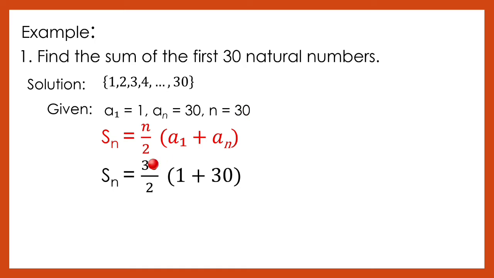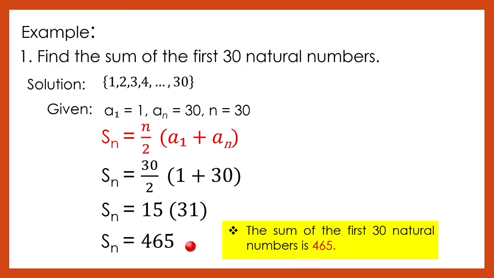N is 30, so we have 30 over 2. A sub 1 is 1, so we have 1 plus A sub n is 30. 30 divided by 2 is 15. 1 plus 30 is 31. Then, let's multiply 15 and 31. The product is 465. Therefore, the sum of the first 30 natural numbers is 465. Let's have another example.